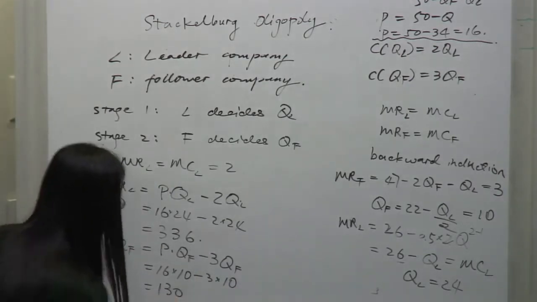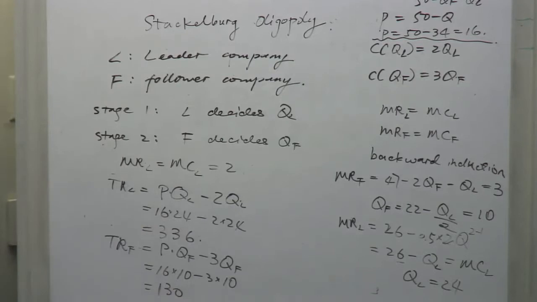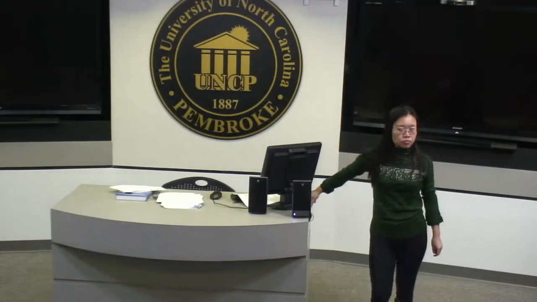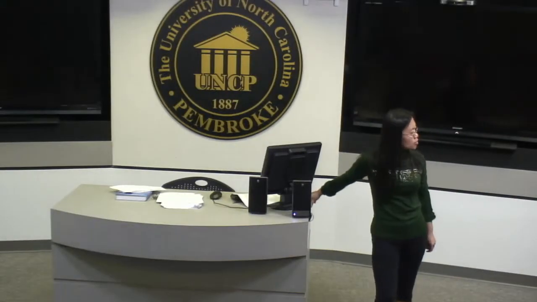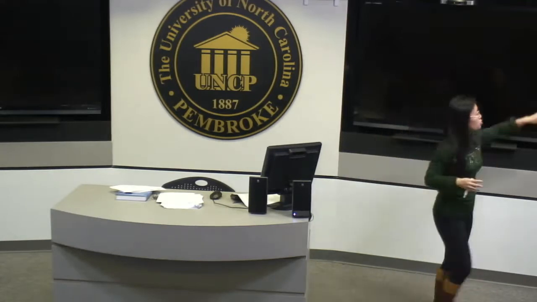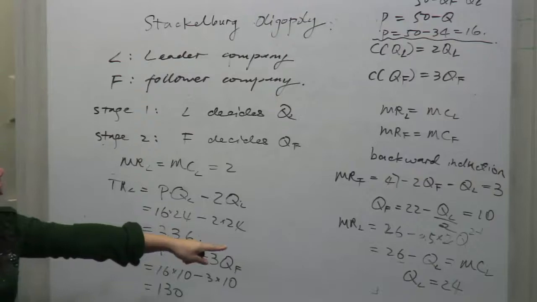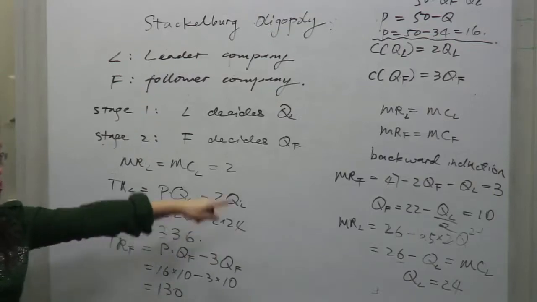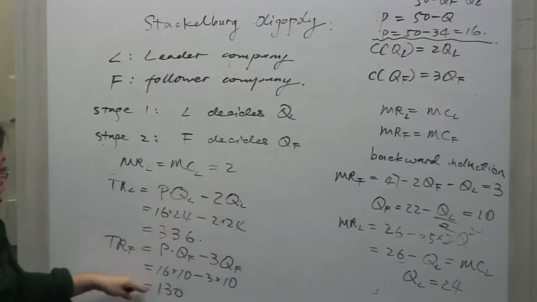I was typing it in my calculator, I was like, wait a second. Good. All right. Why do I want to do this? Because eventually I want you to compare this outcome. So write down here on the side, Stackelberg oligopoly, QL is equal to 24, QF is equal to 10.